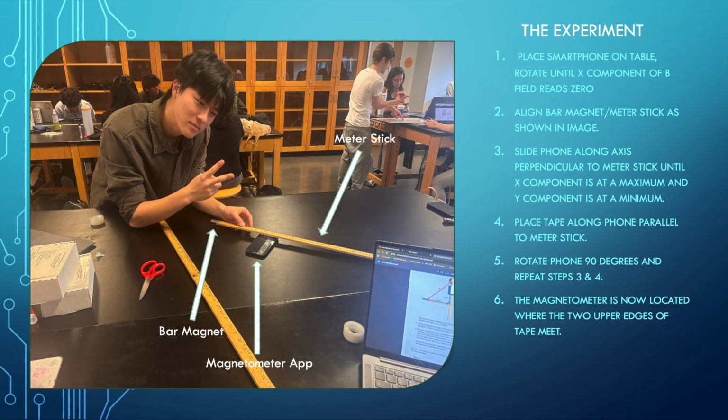So here's our experiment. On the left, you can see we have a bar magnet attached to the meter stick, and then we have the magnetometer app orthogonal to the meter stick. And here are the steps on the right for completing this experiment.